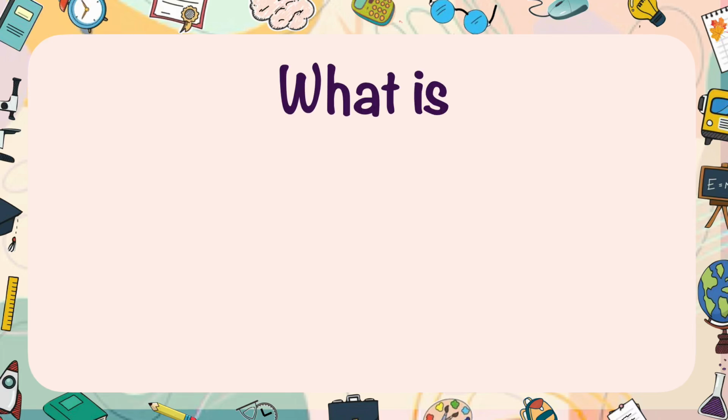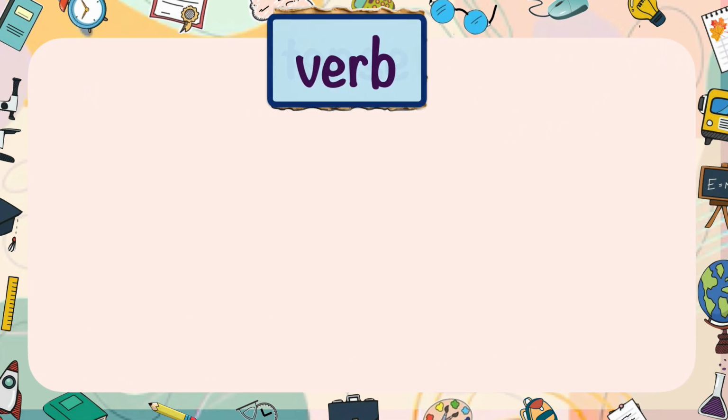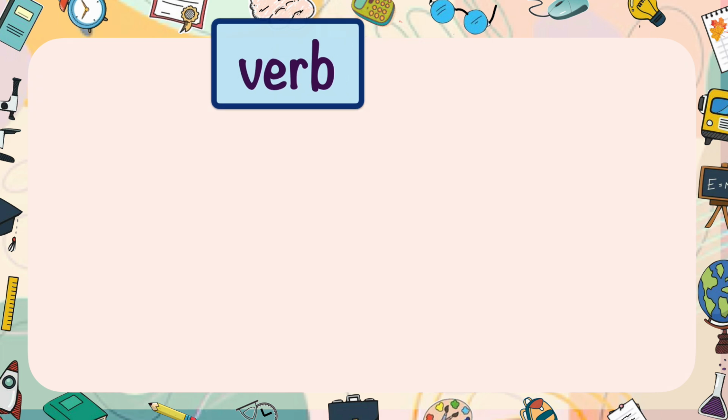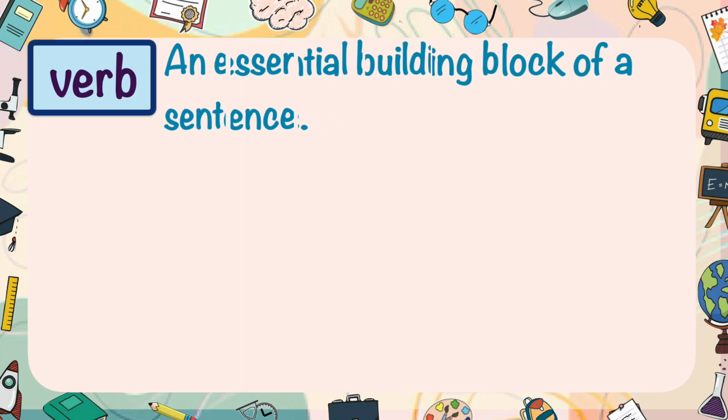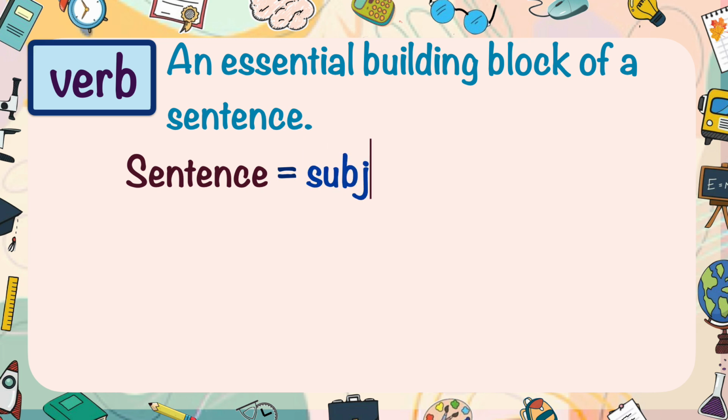Hi, today's video attempts to answer the question, what is tense in English grammar? If you want to learn about tense, it's important that you first know what a verb is. A verb is an essential building block of a sentence. A complete sentence must have a subject and a verb.